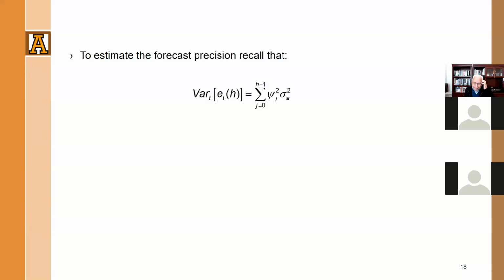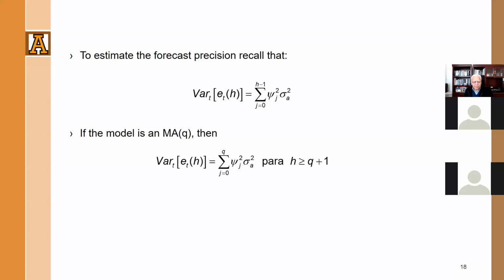Now, to estimate the forecast precision, we recall that this is the variance of the forecast error h periods ahead. This is the same equation we saw a couple of slides before. Then if the model is only a moving average model, if it's an MA model, I don't have autoregressive terms.